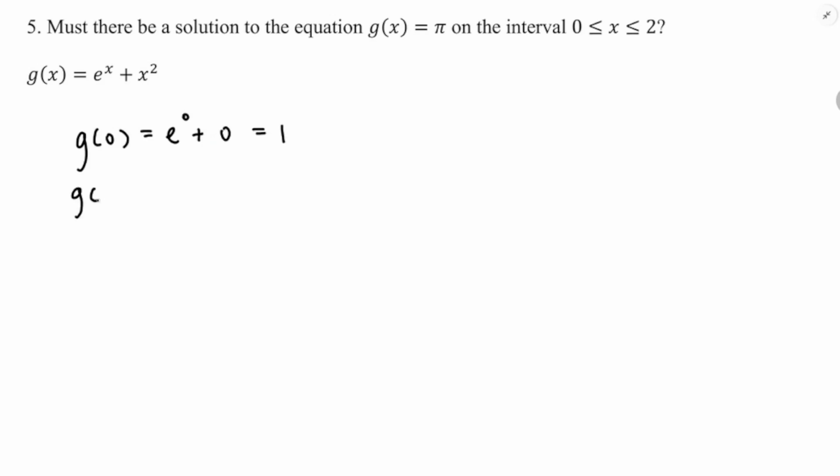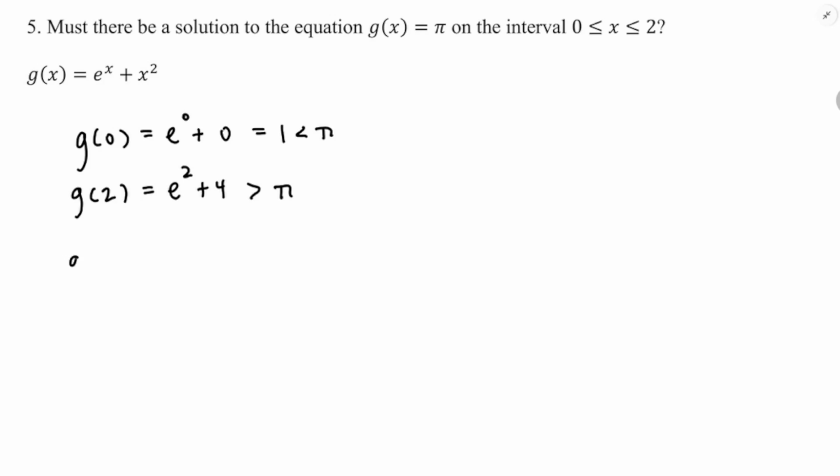And then g of 2 is going to equal e to the 2 plus 4. e is between 2 and 3, so this number is between, say, 4 plus 4 is 8 and 9 plus 4 is 13. So this is greater than 8, and since 8 is greater than pi, we can definitely say that this number is greater than pi. 1 is less than pi, we know that.